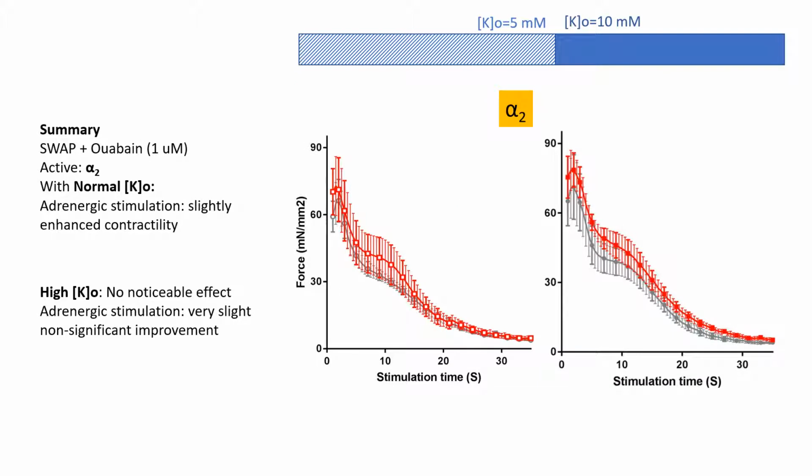When we have SWAP plus ouabain, which gives us alpha 2 activity, again during normal potassium concentration, adrenergic stimulation slightly enhanced contractility. But when we have high potassium and alpha 2 active only, the high extracellular potassium has no noticeable effect, and adrenergic stimulation also has a very slight and non-significant improvement.